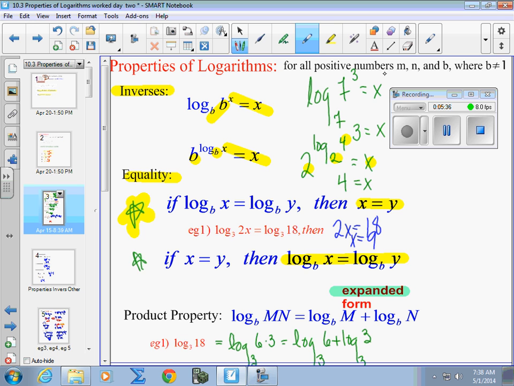This says 2x is equal to 18, so we've got log base 3 of 2x is equal to log base 3 of 18, so 2x is equal to 18, so x is equal to 9. Down here, for instance, if you had 6x is equal to 18, then we could say log base 2 of 6x is equal to log base 2 of 18.